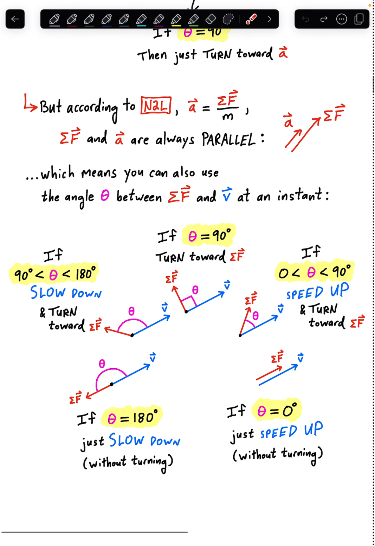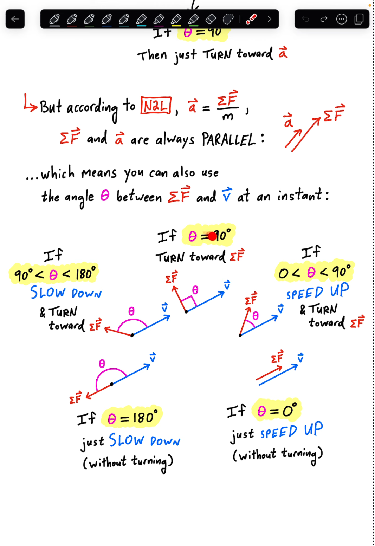So 5 cases here. If that angle is 180 degrees, if the net force points exactly opposite the velocity, that's of course going to cause the object to slow down. That force is slowing the object down, but there will not be any turning if they're exactly opposite. If the angle is between 180 and 90 degrees, so an obtuse angle, but not exactly opposite, that force pushing kind of away from the velocity is going to cause the object to slow down, but also turn. The velocity vector will tip towards that net force vector over time.